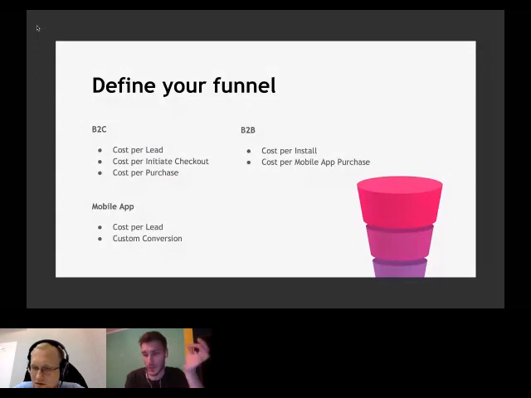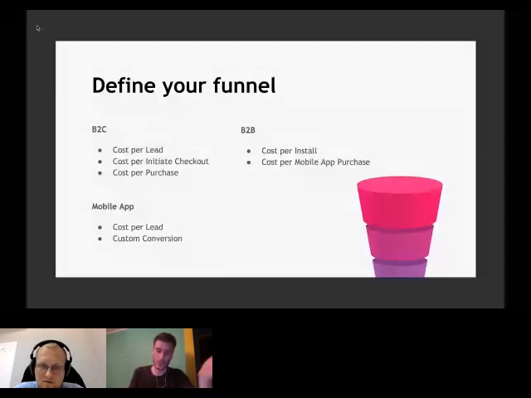Custom conversion is the thing that you can set your own event on Facebook. So some of you know that, some not. But basically, you define what is considered conversion for you, and that's why you can just be more flexible with that. And for mobile apps is obviously all the metrics that refer to mobile app engagement, like cost per install, cost per mobile app purchase. So the first step is just to define the main metrics in your funnel.